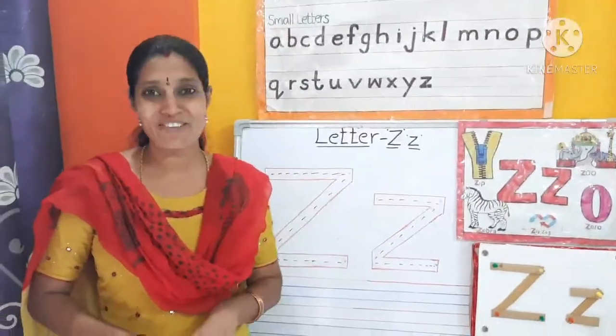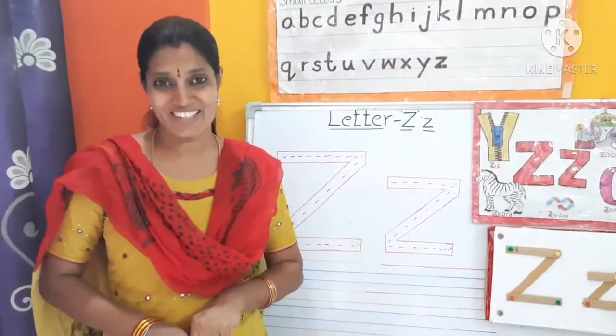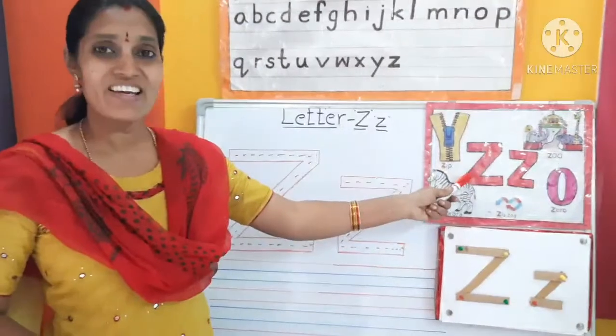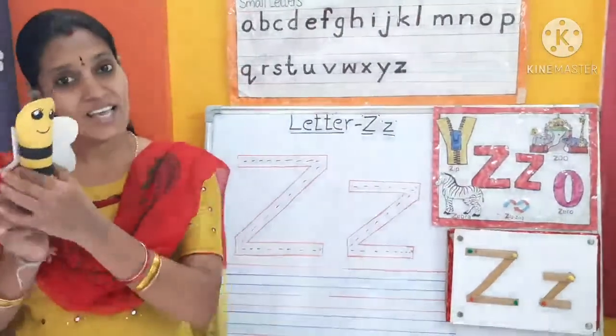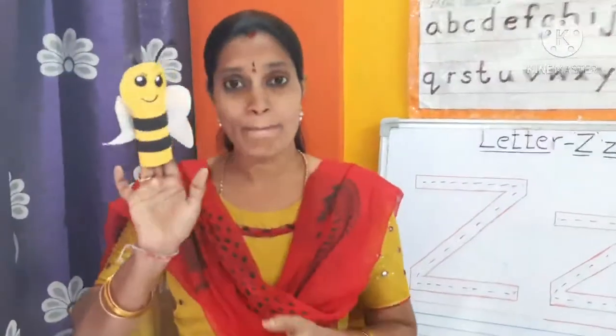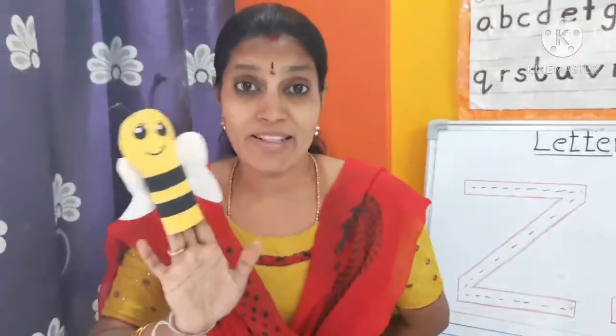Now you got to know which letter we are going to learn now? Right. It's letter Z. See children, what is this? It's a honeybee. We can call it a bee also. Okay. How will the bee make the sound? Zzz. Right. Now I will say one rhyme. Sing along with me.